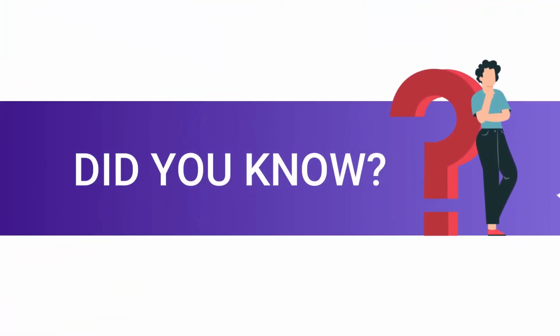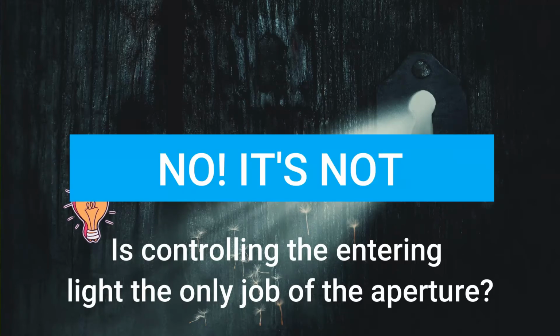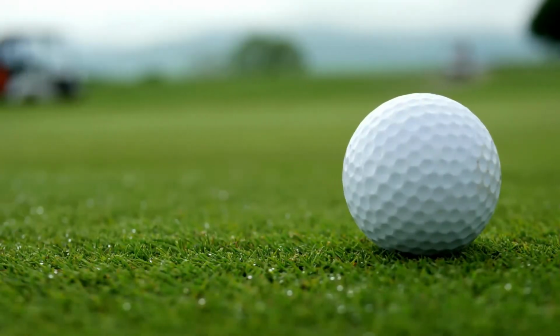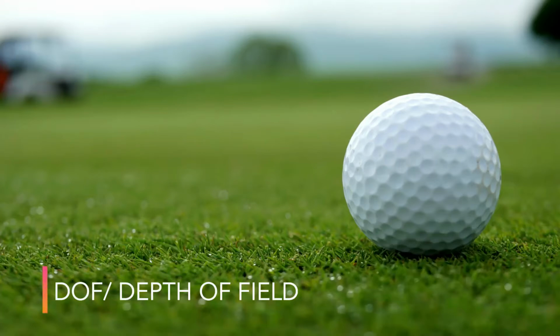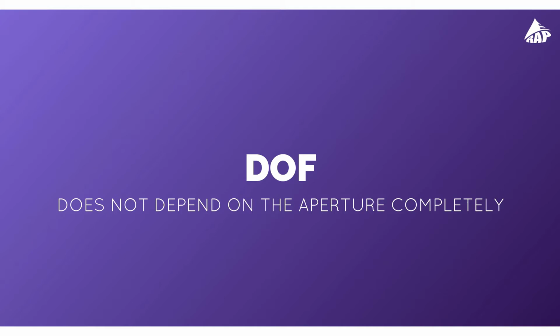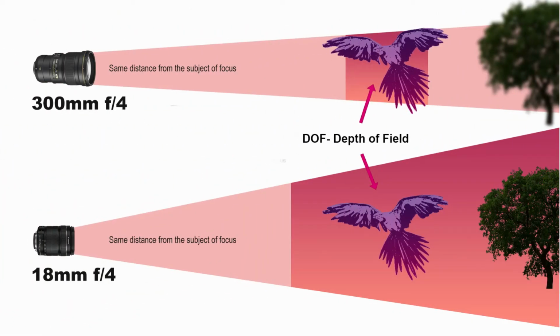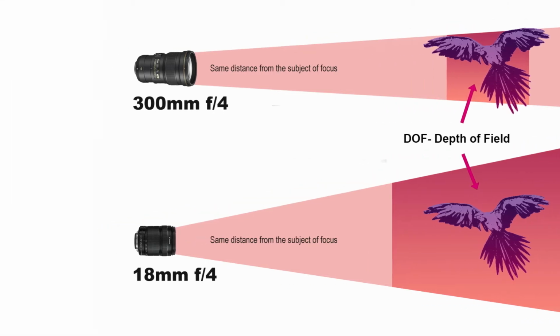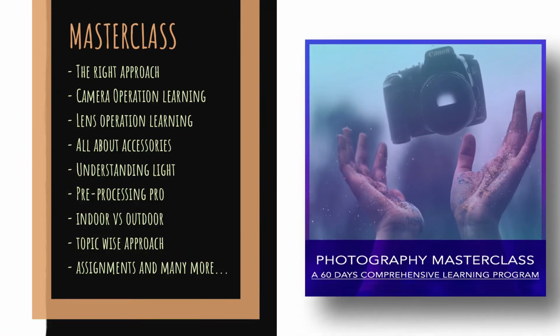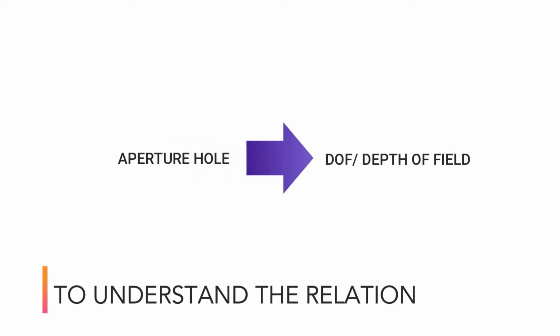Now let me ask you a very interesting question. Is controlling the amount of entering light the only job of the aperture hole? No, it is not. Except controlling the amount of entering light, the aperture also controls the depth of field of an image. However, the depth of field is not entirely dependent on the aperture size. Depth of field is also dependent on the focal length. The dependency of depth of field on focal length is a subject we will cover in the masterclass of photography. For now, we need to understand what depth of field is in photography, so we can understand the relation of depth of field with the aperture hole properly.